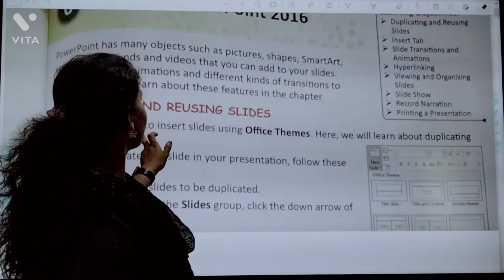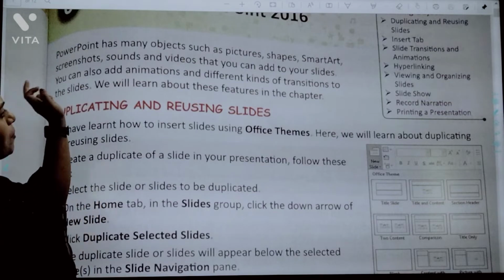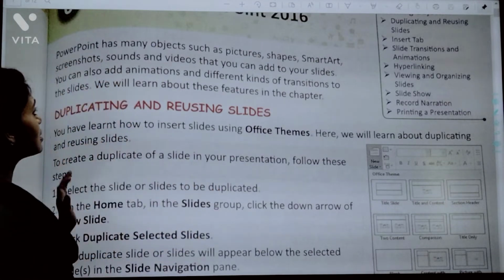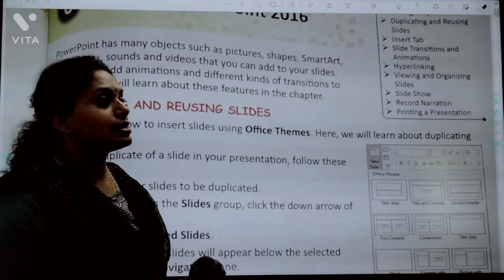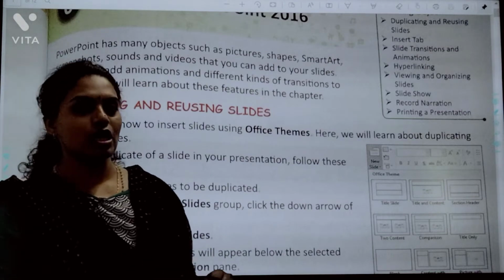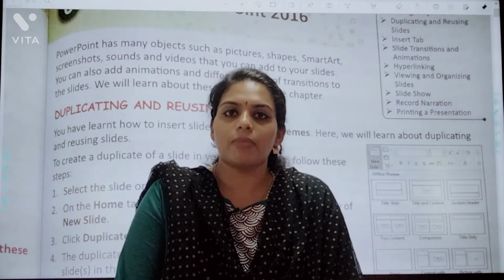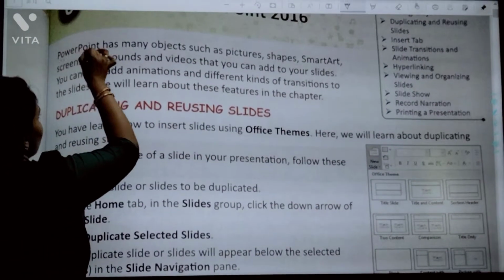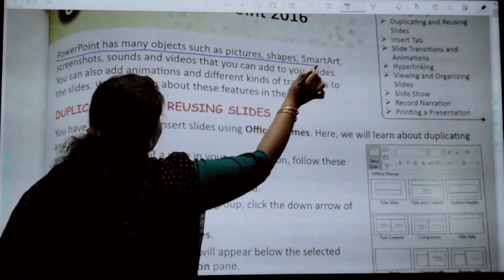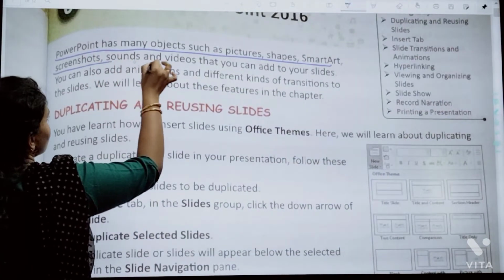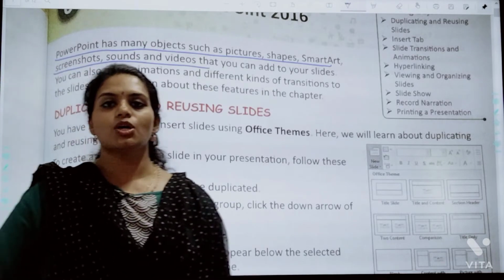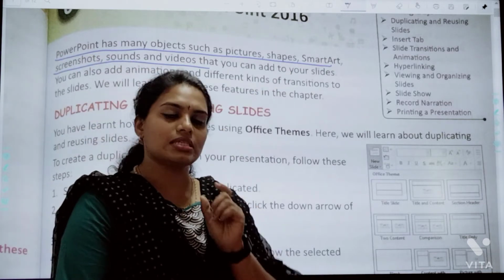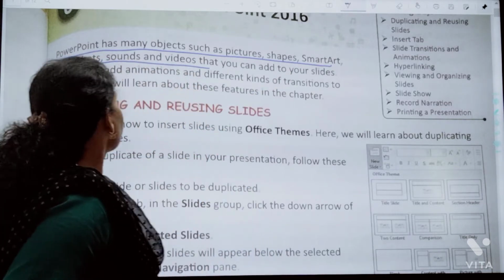Over here, the first point we have: PowerPoint has many objects such as pictures, shapes, SmartArt, screenshots, sounds and videos. Okay, so these are the objects that we have in PowerPoint. Just underline that. Okay, this is the first point. PowerPoint has many objects that you can add to your slides. Okay, so these are the things that you can add to your slides.